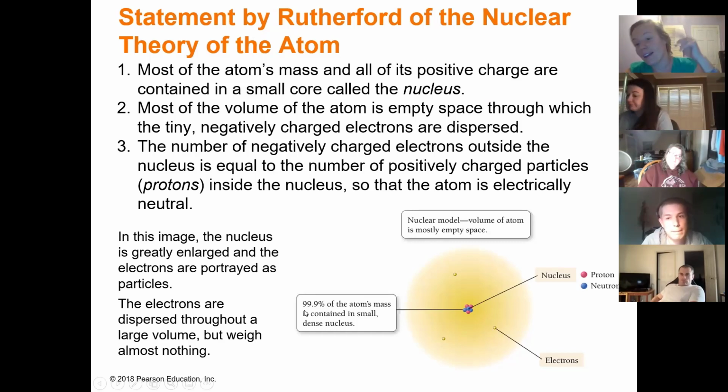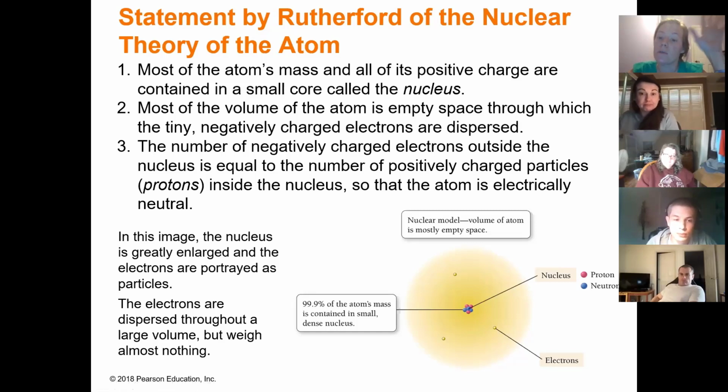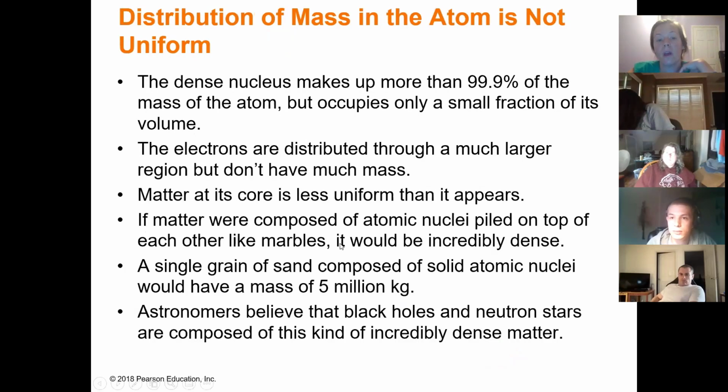But back to how we'll apply this to chemistry. So it's mostly empty space. The number of negatively charged electrons outside the nucleus is equal to the number of positively charged protons. When we're at a ground neutral, like if I had 5 protons, I would expect to have 5 electrons. The protons and electrons would balance each other out, so the charge would be neutral. The nucleus is super dense, makes up about 99.9% of the mass. The electrons are distributed in a much larger area.